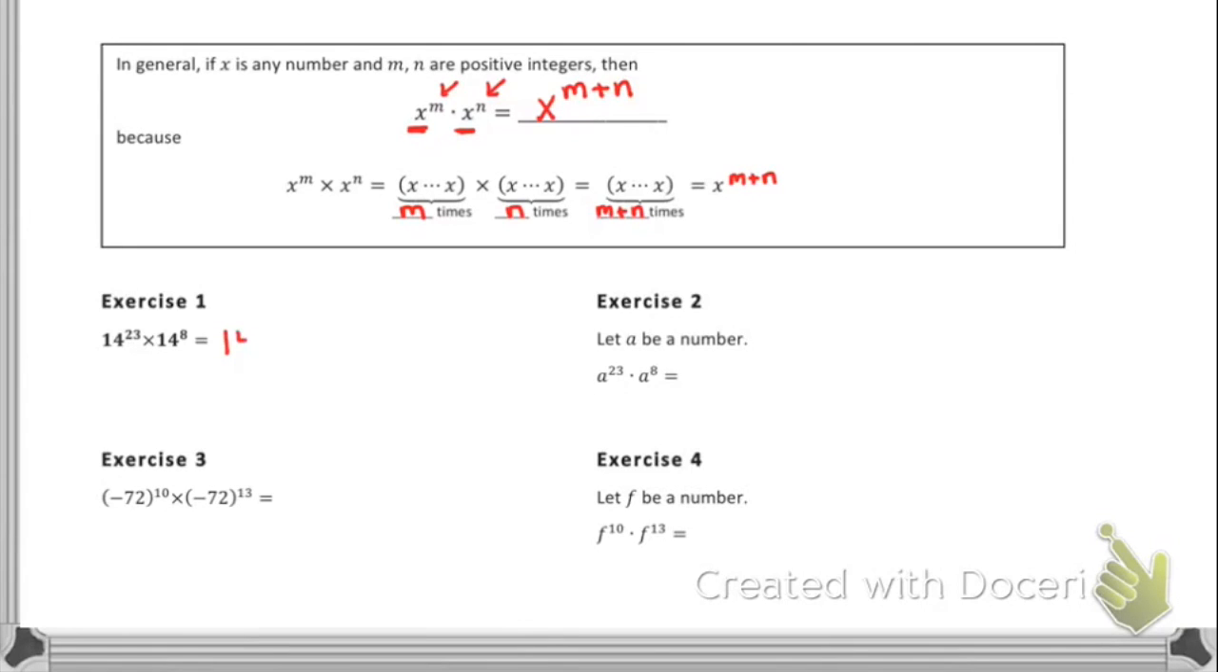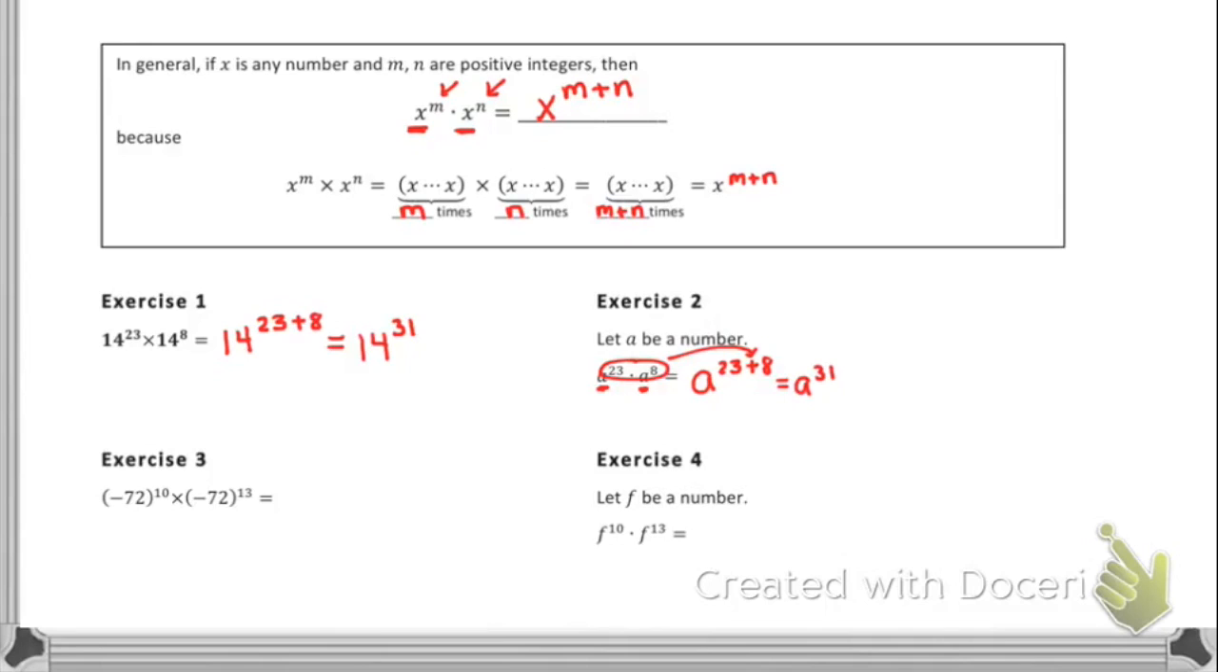We can write that as 14 to the 23 plus 8, and so that is 14 to the 31st power. And then looking at exercise 2, algebraically, we have the same base, and we're raising it to a different power, so that's a to the 23rd times a to the 8th, and so that is a to the 31st power. So as long as the base is the same and we're raising it to powers, then we just add those powers together.